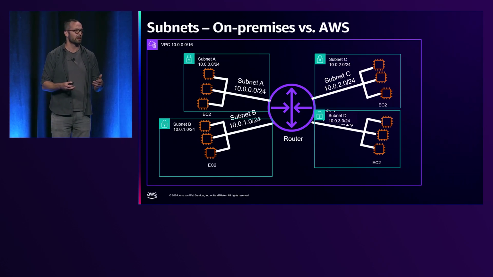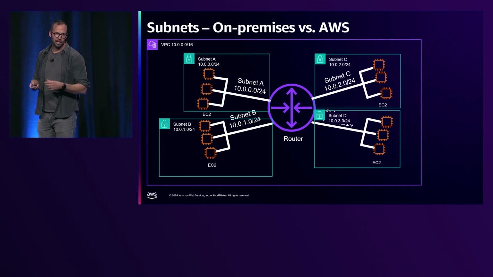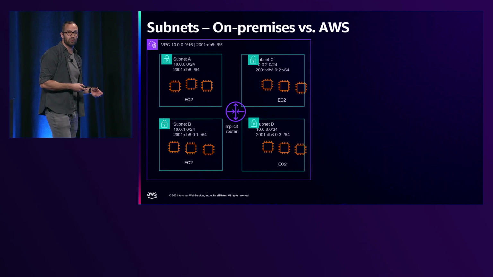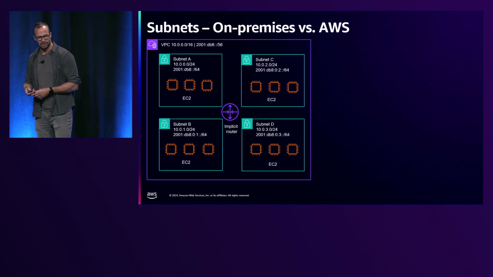So the VPC will have a CIDR range encompassing all of the subnets inside. And I'm showing you an example here with IPv4. A VPC also supports IPv6, so you can have dual stack resources or even v6 only resources.